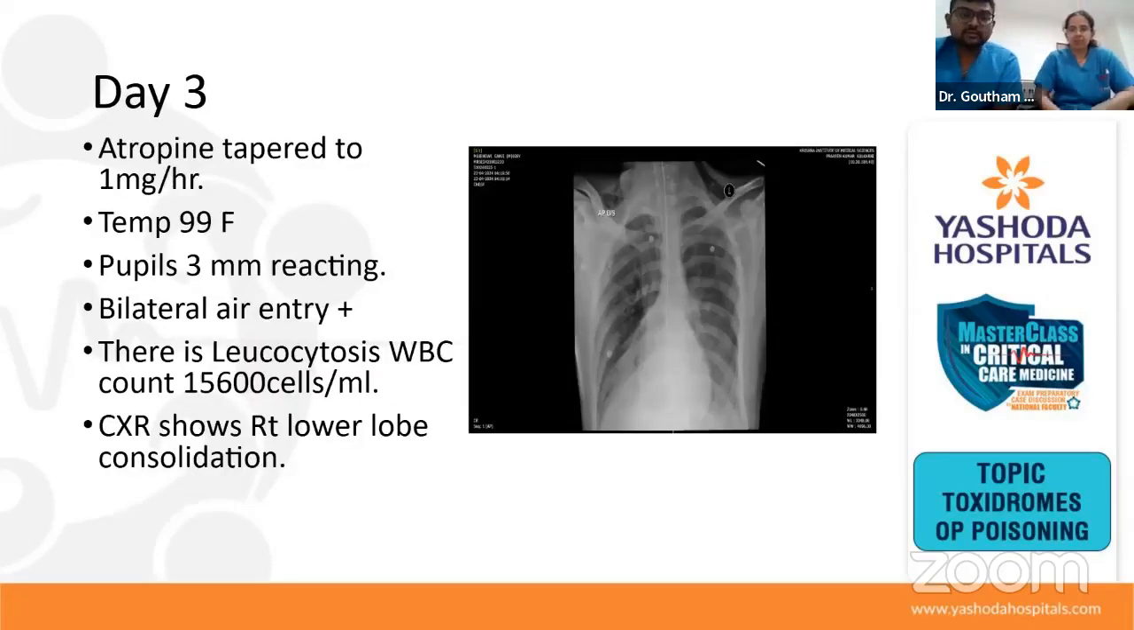On day 3, we were able to taper atropine to 1 mg per hour, targeting a heart rate of around 90 to 100 beats per minute. Temperature was 99 degrees Fahrenheit, and pupils were 3 mm reacting to light. Bilateral air entry was present. There is a leukocytosis with WBC count of 15,600 cells per ml, and chest X-ray was showing right lower lobe consolidations.